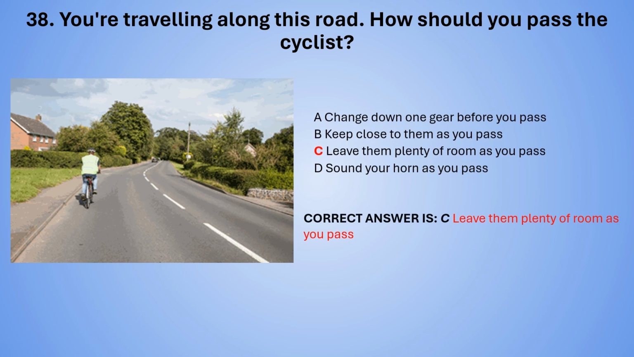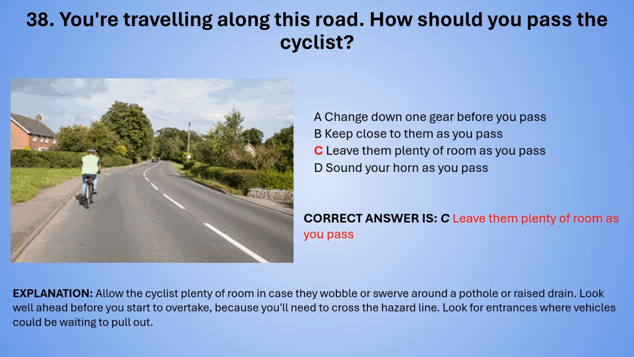The correct answer is C. Leave them plenty of room as you pass. Allow the cyclists plenty of room in case they wobble or they swerve around the pothole or a raised drain. Look well ahead before you start to overtake because you will need to cross the hazard line. Look for entrances where vehicles could be waiting to pull out.